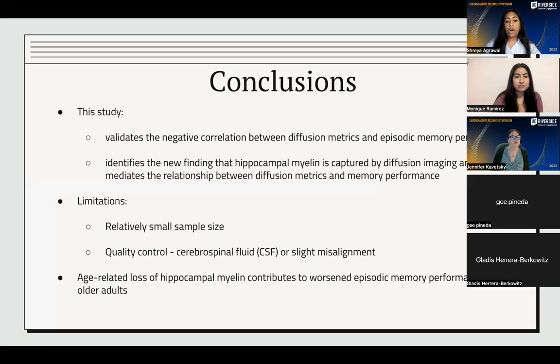And another one is quality control. We did assess each participant's MRI images and make sure everything was looking good, but there is a chance that we had slight excess in cerebrospinal fluid, or that when we were overlaying the images, there was a slight misalignment, which also could have affected our results. However, the main takeaway from our study was that age-related loss of hippocampal myelin does contribute to worsened episodic memory performance in older adults.